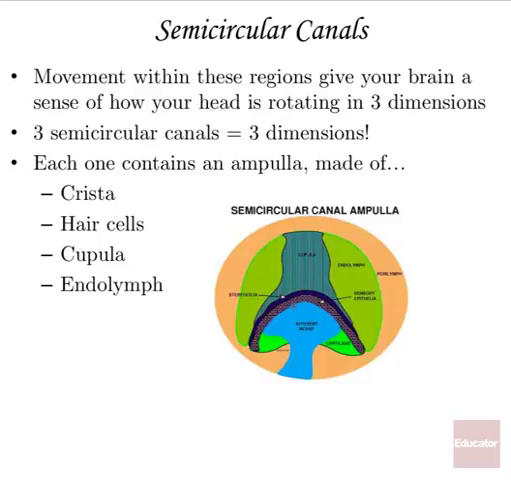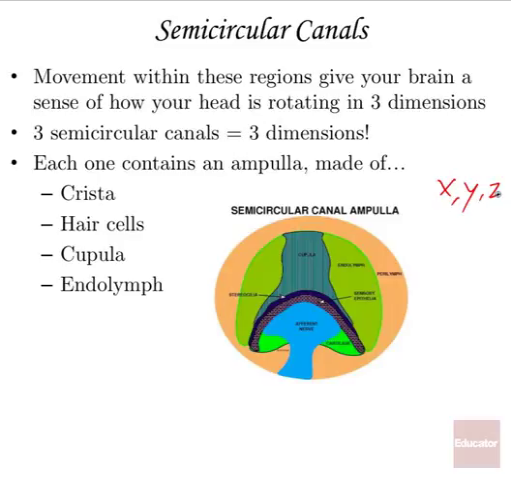The semicircular canals, there's no coincidence here that there's 3 of them. It's perfect. There are 3 canals that correspond to the X, Y, and Z axes. So if you think about geometric graphs in 3-dimensional space, X, Y, and Z, each of those canals corresponds to the 3 planes. And that's great because depending on how your head moves in space, that's going to change what's going on in certain canals.